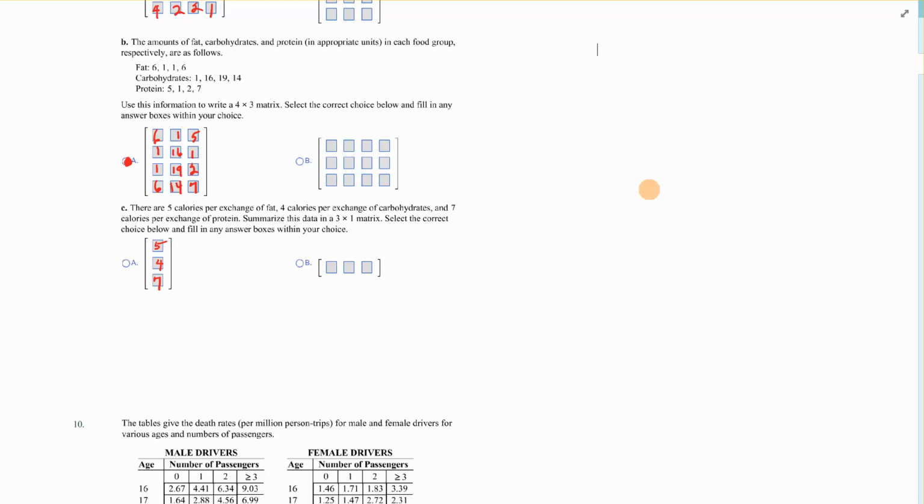There are 5 calories per exchange of fat, 4 per carbohydrate, and 7 per exchange of protein. Summarize this in a 3x1 matrix. This is the 3x1, 5, 4, 7. So it's really just giving you some material and getting you used to putting it into a matrix.